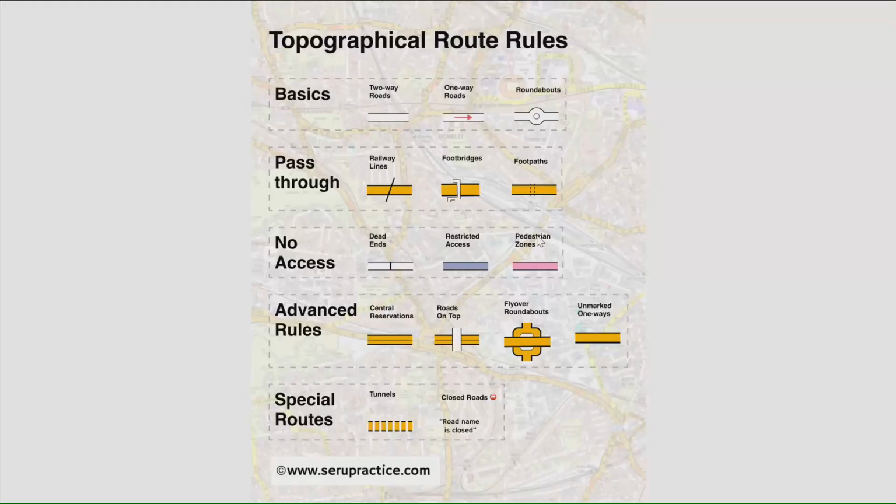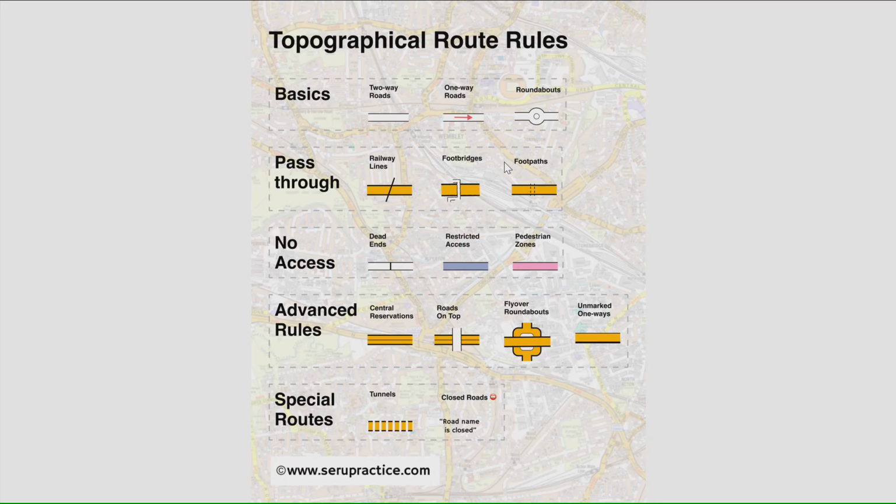So what I have here on the screen is topographical route rules. This is something that we teach our students in one-on-one training for topographical route assessment. Because once you understand each of these rules and what they mean on the map, then it becomes easier for you to pass your topographical route planning assessment, because then it becomes very easy for you to understand the maps.